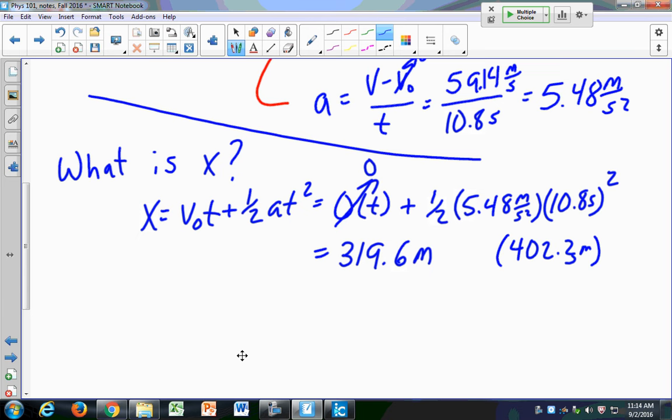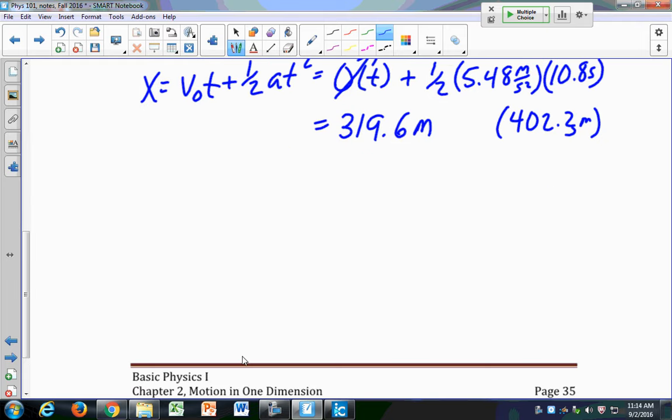Right. So as Brennan said, it takes a little while to get up to that 5.48 meters per second squared acceleration. Let me take a little aside and tell you something. Just a quick little aside, and then we'll come back to it.